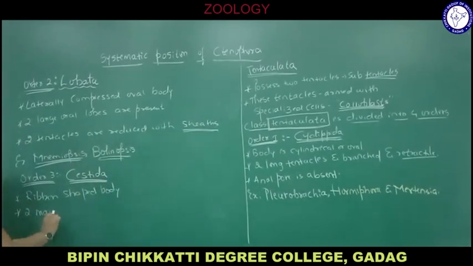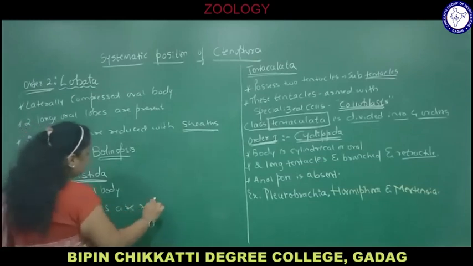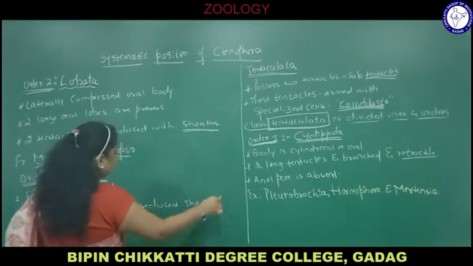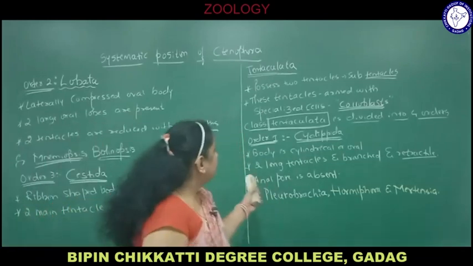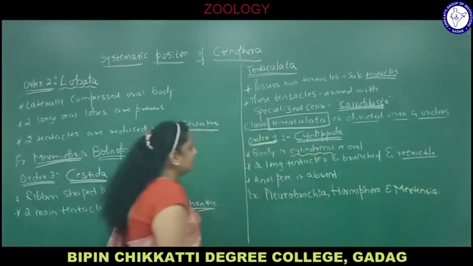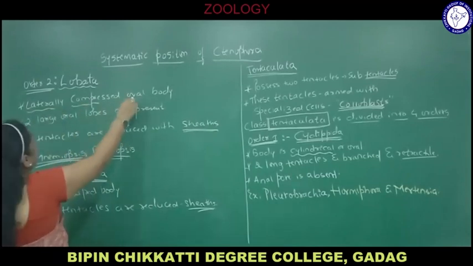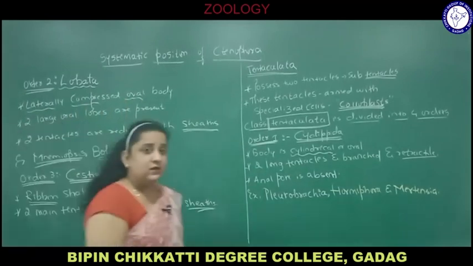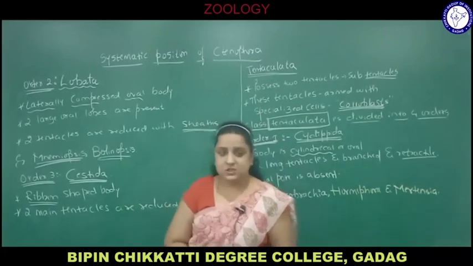2 main tentacles are reduced and they are also lying in a sheath. Sheath means the covering, outermost layer is called as sheath or covering. So in order Pseudipida, body is cylindrical or oval. In second order it is laterally compressed oval body. In order 3 Cestida, it is ribbon shaped body with 2 small tentacles, and the main tentacles are reduced into sheaths.